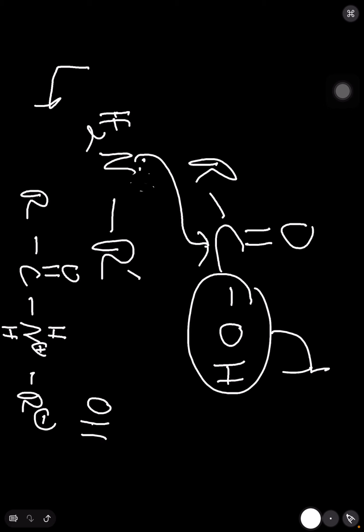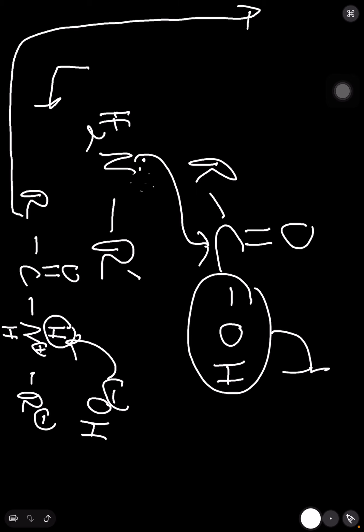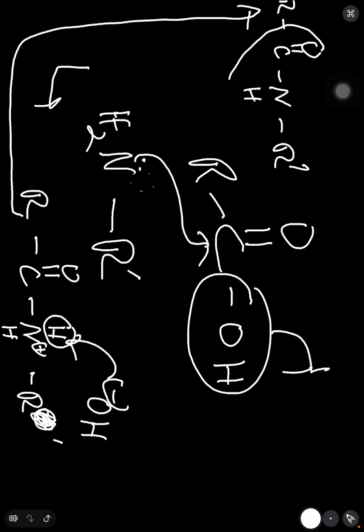And then that OH minus can come back and grab a proton from there. I'll just draw this way up here. That shouldn't be a charge right there. That should be a prime. Sorry about that. And that gives you your peptide bond, which is right there, right? And you see you also end up giving off a water molecule in the process.